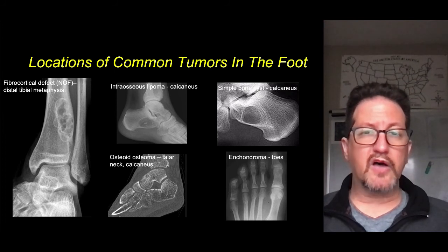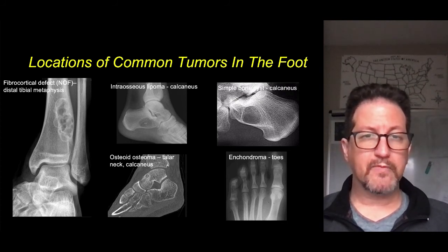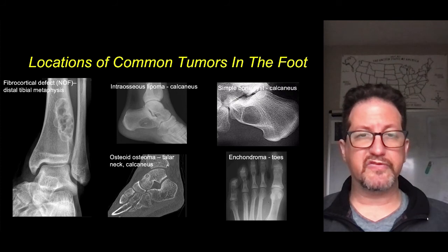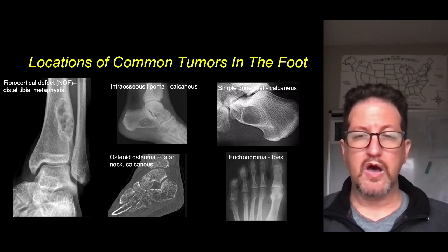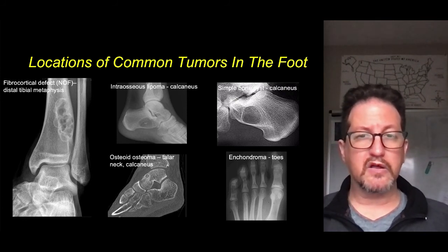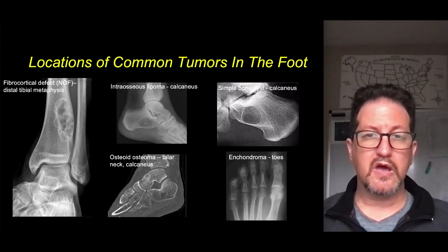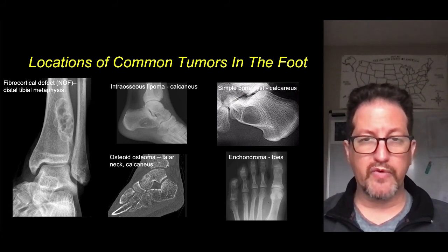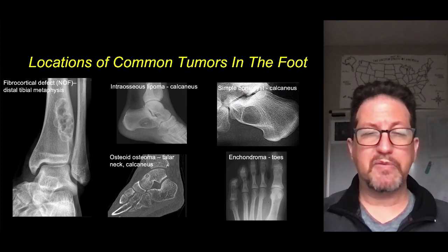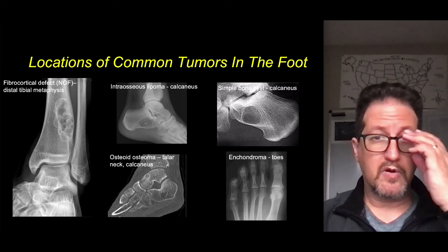While the intraosseous lipoma and the simple bone cyst, or unicameral bone cyst, are usually calcaneal, the osteosarcoma is talar neck and calcaneus, and the enchondroma is really common in toes and sometimes in metatarsals. But if you see a lytic, central, maybe somewhat expansile lesion with a sort of flocculent or rings and arcs kind of appearance, that might be an enchondroma of the phalanx.